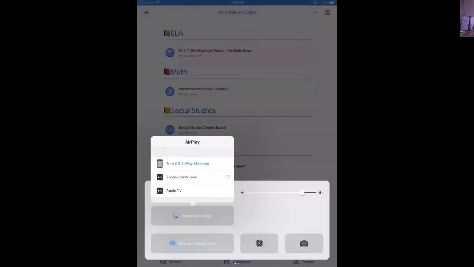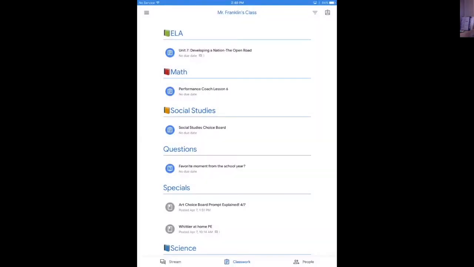Back to Mr. Franklin. Okay, so I am going to do the math lesson on a tablet just because why not? So here's our math lesson. Let's share back to the tablet. There you go. All right, so now let's go to math.